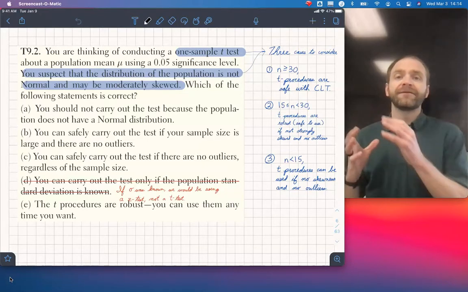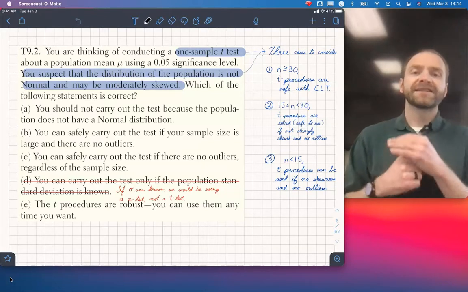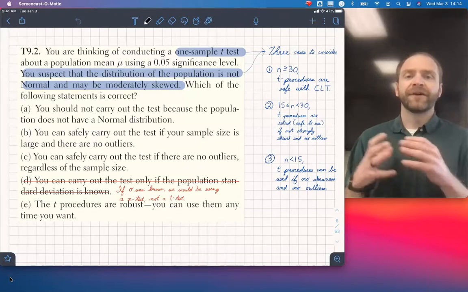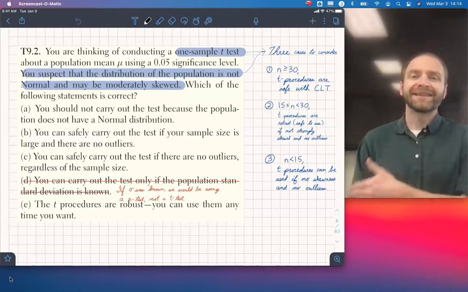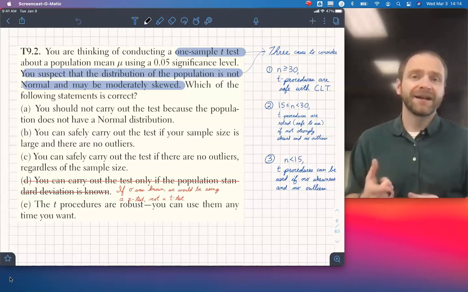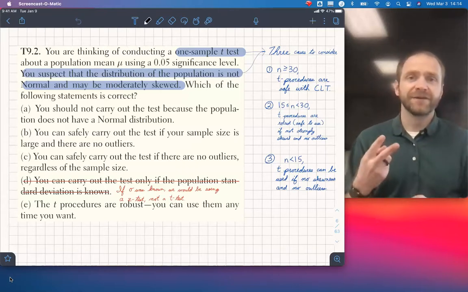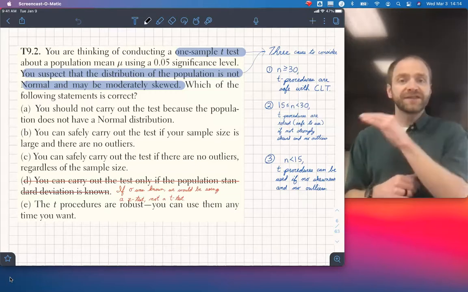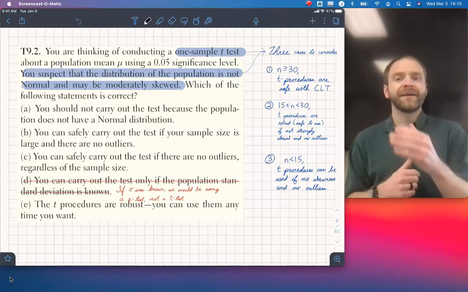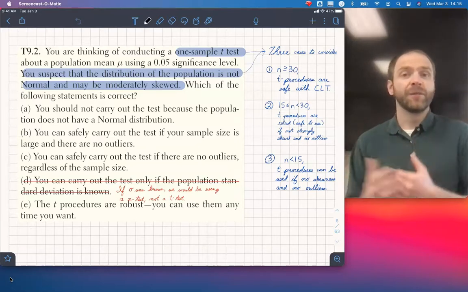If it's between 15 and 30, we can say it's safe to use them if there are no outliers and there's not a strong skewness to it. If it's less than 15, there better not be any outliers, there better not be any skewness in it at all, because your sample size is so small. So with these 3 cases in mind, maybe I can do something and eliminate more choices.